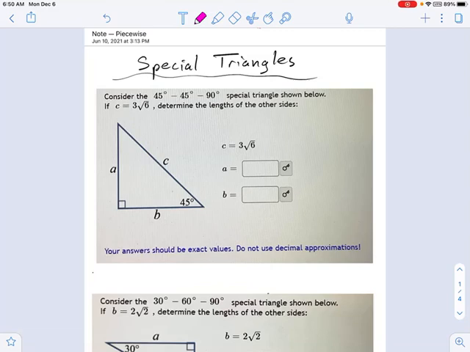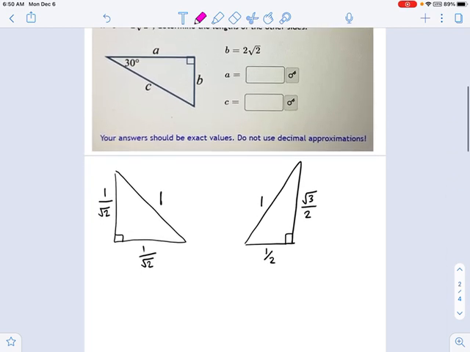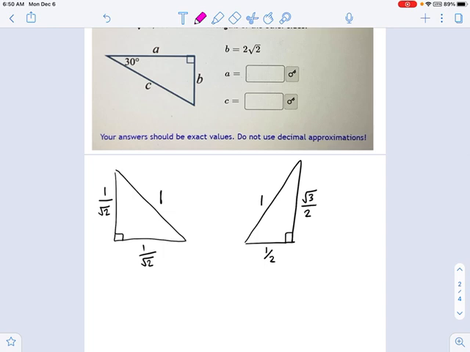In this example, we're asked to solve some special triangles. And remember, special triangles are triangles that are either 45, 45, 90 on the angles, or 30, 60, 90. Those are triangles where we can count on certain ratios between the sides to be consistent. So before we jump into this one, I just want to remind you what these ratios look like.